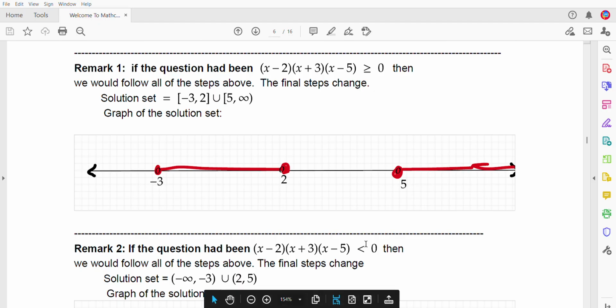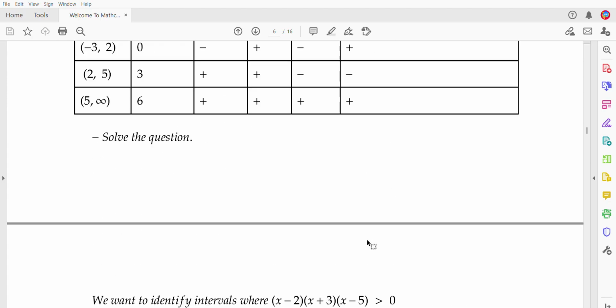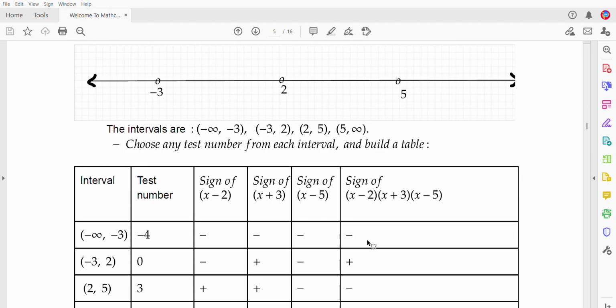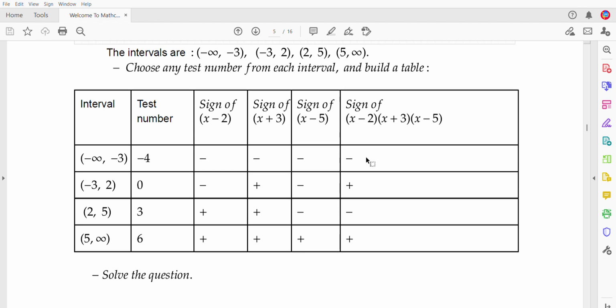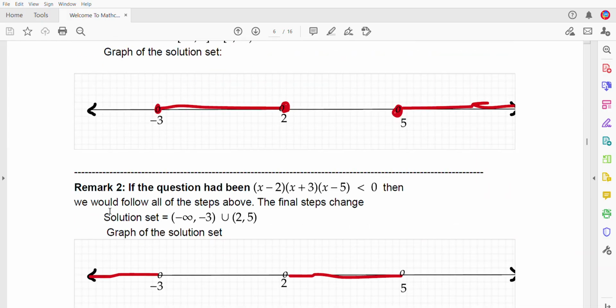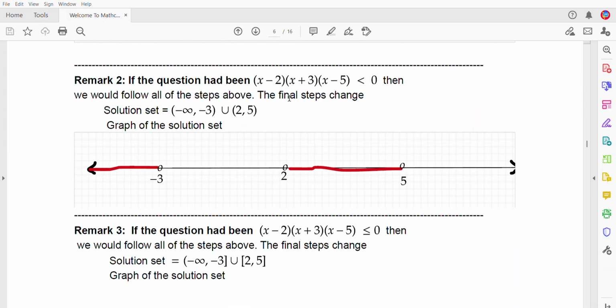Now suppose instead of greater than or equal, the question had been less than 0. Less than 0 means negative. So you do all of the steps as before. But in the final answer, you look for negative. You want to be less than 0. So the first interval and the third interval. Because it is less than 0, endpoints are excluded. So they continue to be O. These are open intervals.